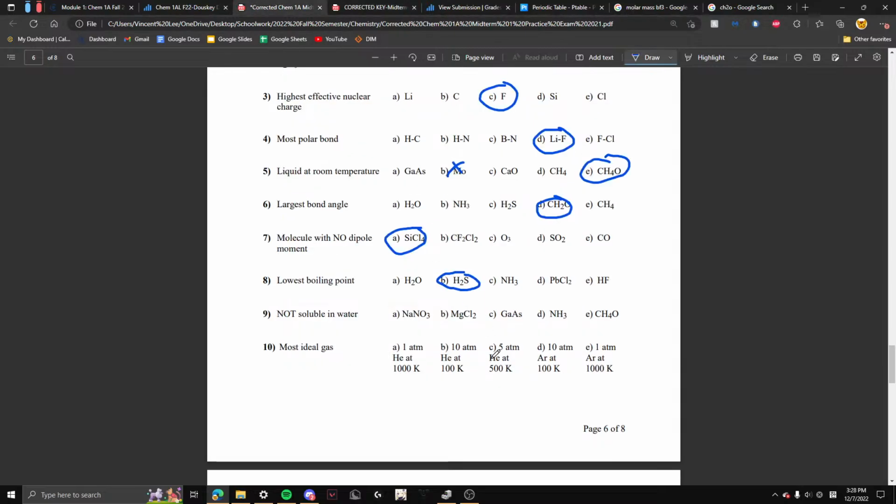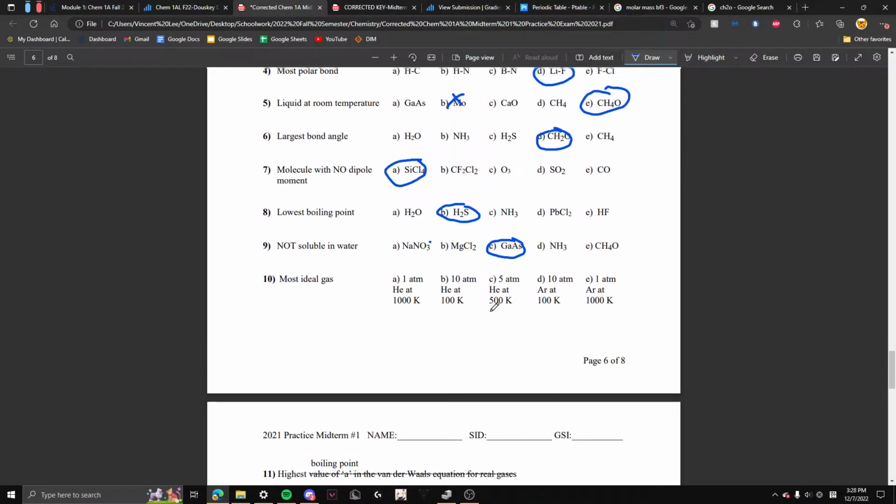And then not soluble in water. Just look for stuff that isn't ionic. So NaNO3 is sodium and then nitrate, because it's NO3 minus. That is a very common ion. MgCl2, again, covered earlier. It's soluble. Skipping over this because I know this is the answer. It can hydrogen bond with water, and ethanol is also able to hydrogen bond with water. So I'd assume it would be this because it is a metal.